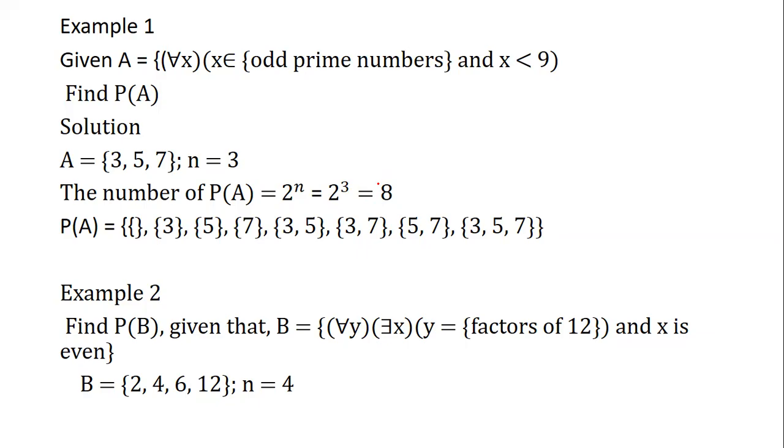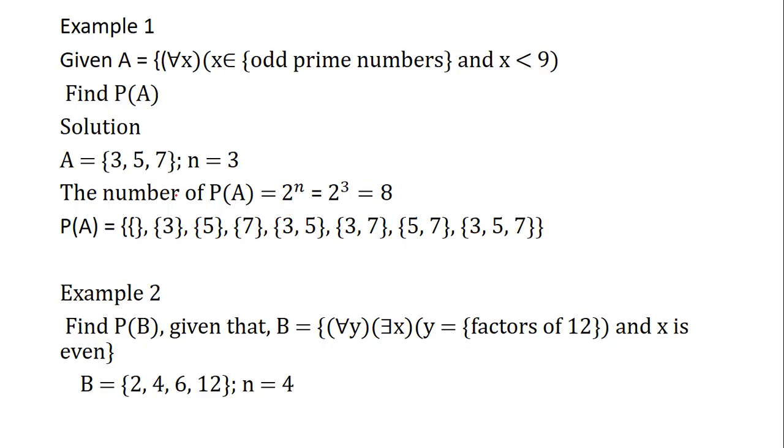But don't forget, we know 2 of them. What are they? What are the automatic members? The null set and the original set, that is the set of 3, 5, and 7. Good. So we know the null set here. We have the original set, then we form the rest.